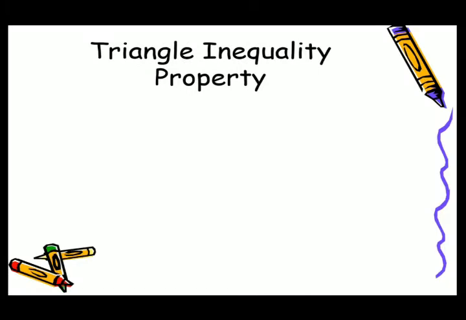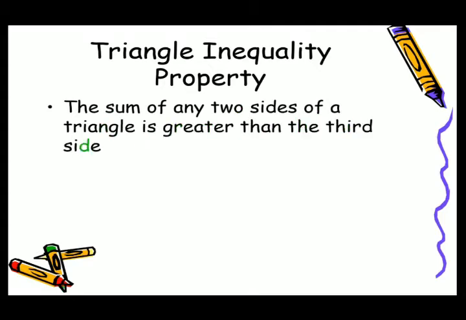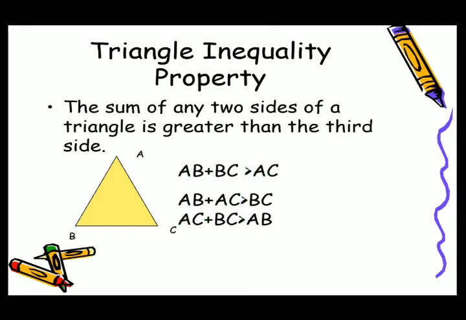Today's topic is triangle inequality property. The sum of any two sides of a triangle is greater than the third side. Here a triangle is there. ABC is the name of that triangle. AB plus BC is greater than AC. So the measurement of AB, if we add it with the measurement of BC, then it will always be greater than only one side, that is AC.